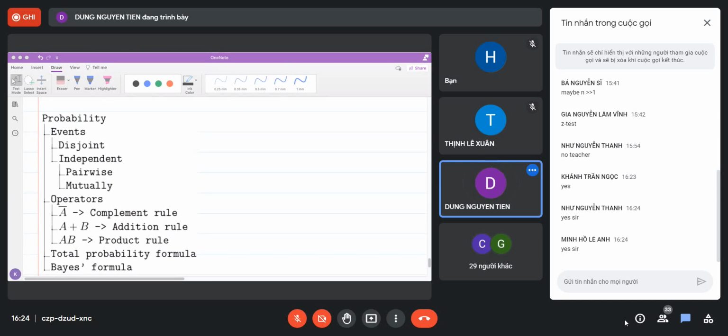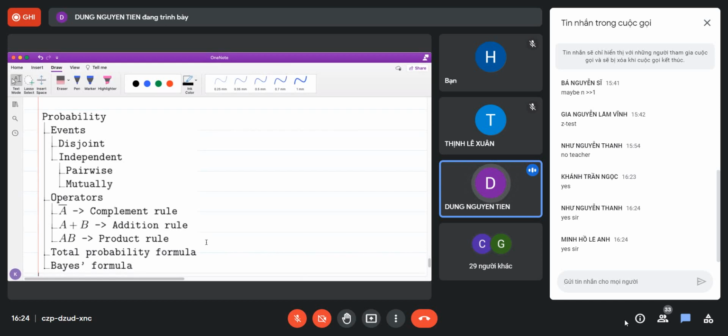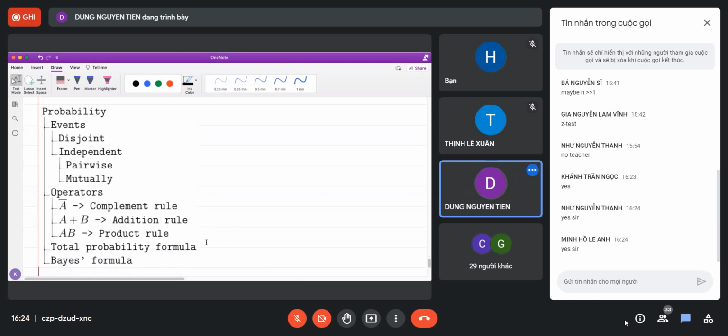Okay, great. So for the midterm exam, you need to study the first chapter of probability, in which you learn the concept of events, disjoint events, and independent events. Then you learn the operators with some rules. You need to learn the complement rule, addition rule, and product rule. Then you learn the total probability formula and the Bayes formula.